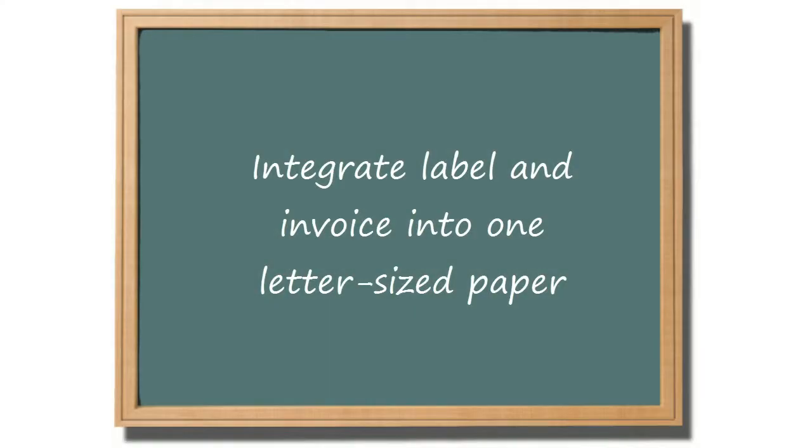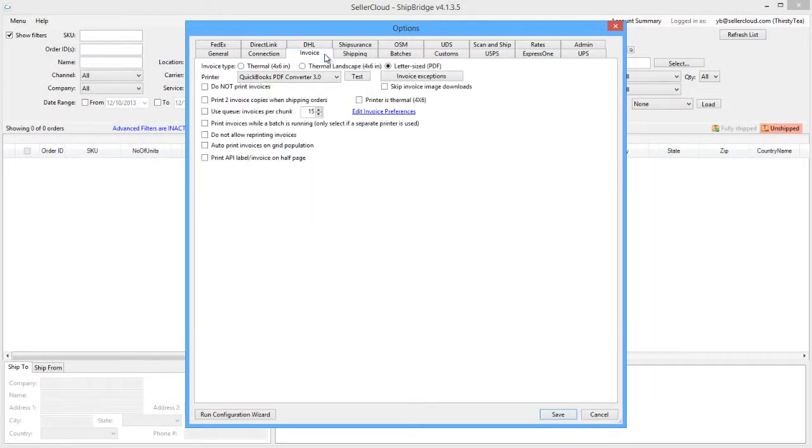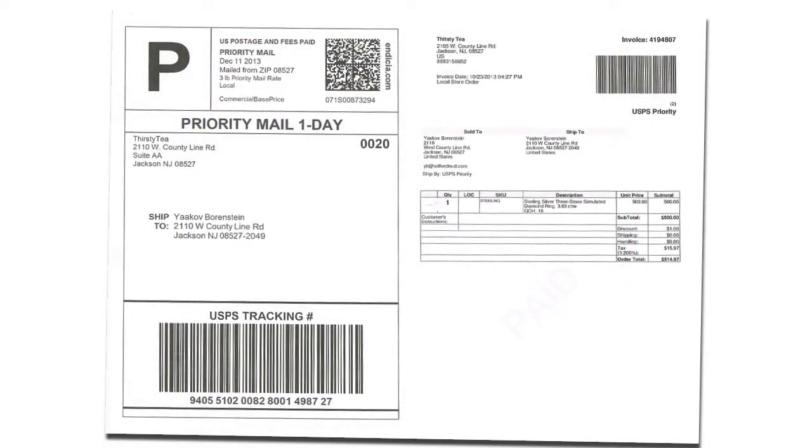If you are printing labels on a laser printer, you have the option of integrating the label and packing slip so that they print on a letter-sized paper. Open the Invoice tab. Now enable the setting Print Label Invoice on Half Page. This will print the label and invoice side by side on one paper.